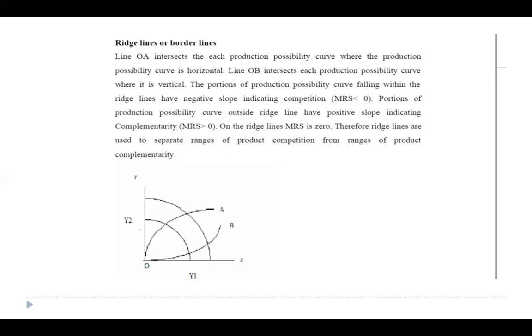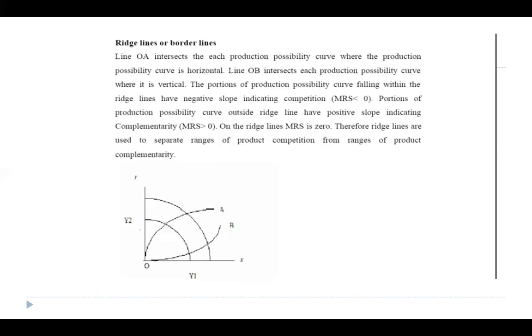The portion of production possibility curve falling within the ridge line has negative slope indicating competitive relationship between two products. Portion of production possibility curve outside the ridge line has positive slope indicating which relationship? Complementary relationship between two products. And on the ridge line, MRS is exactly 0.